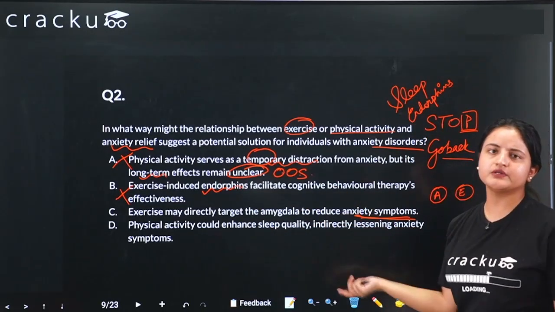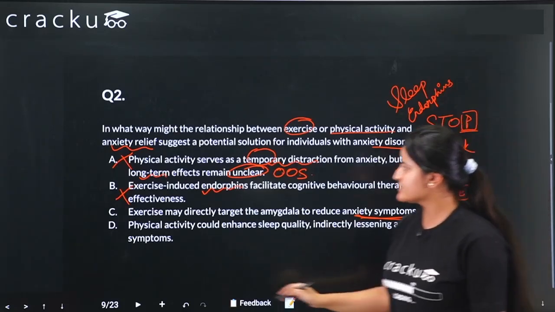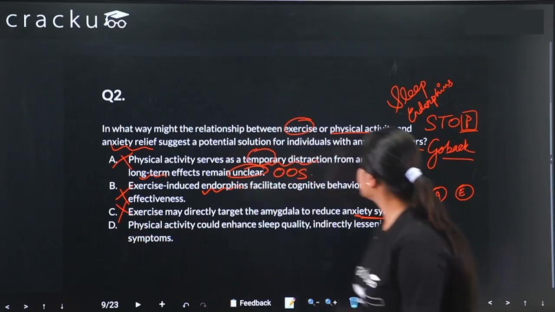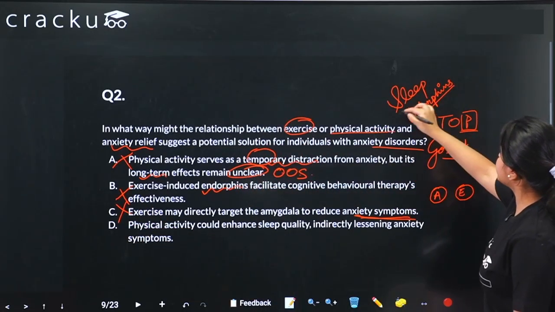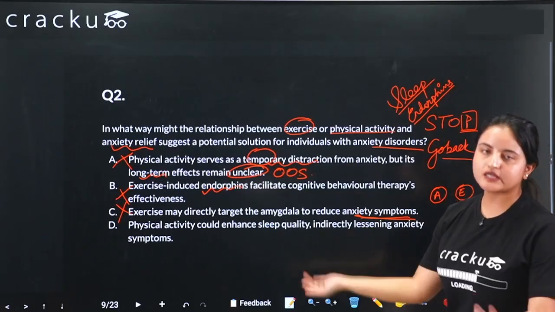No, you can simply go back to the paragraph and recheck. So it was never made. Wrong. So with endorphins it was made, with sleep it was made, with painkillers it was made.